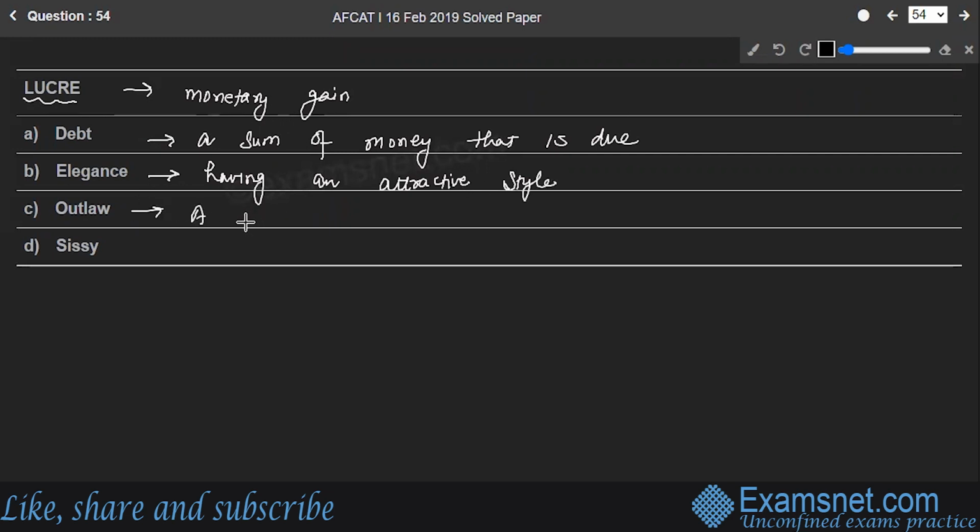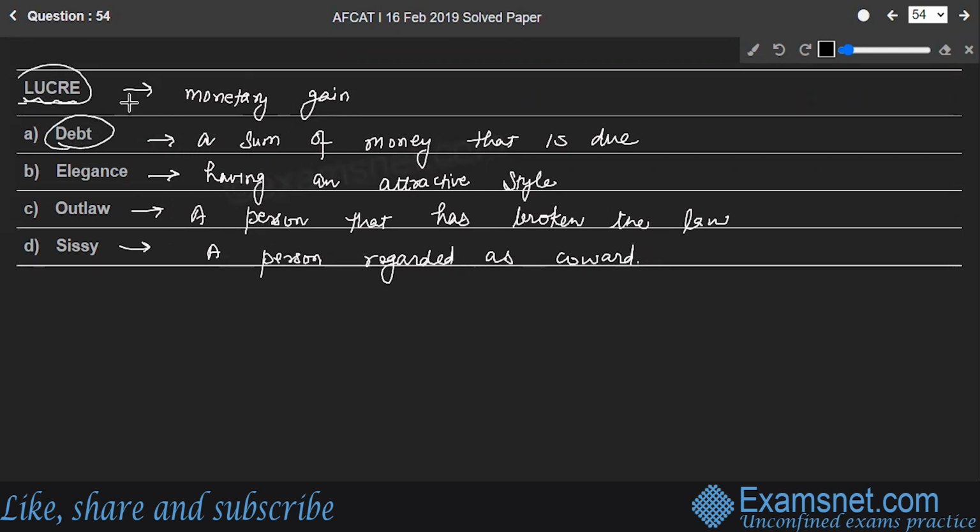Outlaw means a person that has broken the law. Then is the word sissy, a person regarded as a coward. So you have to find out the antonym of the given word, that is lucre, monetary gains. The opposite meaning is debt. That's a sum of money which is due that someone has to pay someone. So option A is the correct answer.